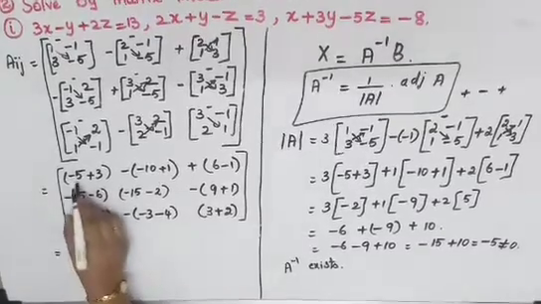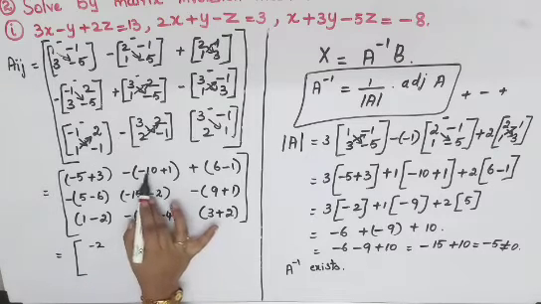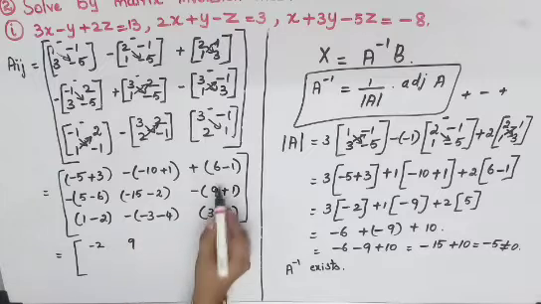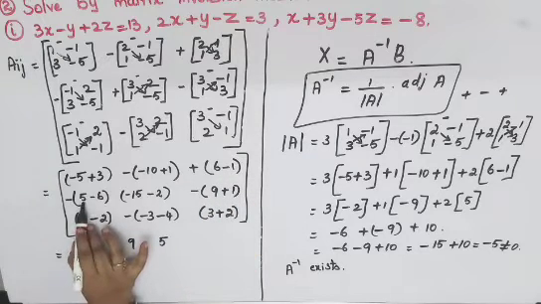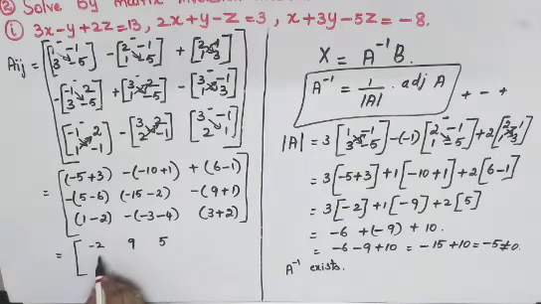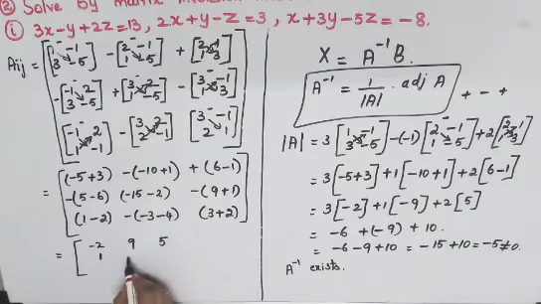The last step of solving: minus 5 plus 3 is minus 2. This is minus 9, but minus is outside, so it will become plus 9. 6 minus 1 is 5. Second row, this is when you are subtracting, 5 minus 6 is minus 1. Minus of minus 1 will become plus 1. This is when both are minus, so add and put the same sign, so minus 17.